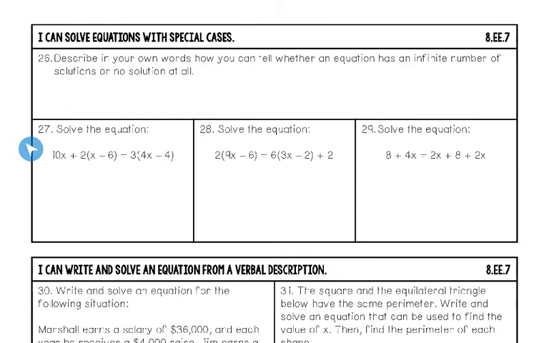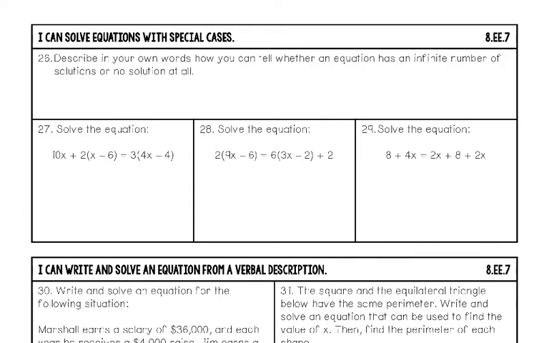We're just going to do 26, 27, 28, and 29. So 26 says describe in your own words how you can tell whether an equation has an infinite number of solutions or no solution. Well, if it's an infinite number of solutions, it'll end up with like 5 equals 5 or 3 equals 3 or 0 equals 0, whatever, because it'll be a true statement. And an equation with no solution will end in a false statement, like 5 equals -5 or 2 equals -3 or whatever. So that is how you can tell.